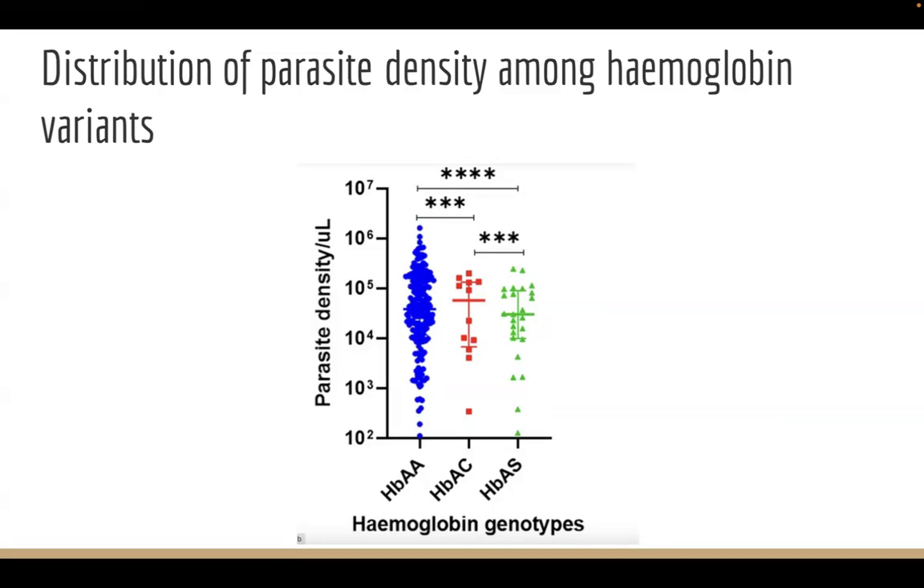So you can see that if an individual had the hemoglobin type HbAA, they had a more severe case of malaria compared to those with HbAS genotypes.